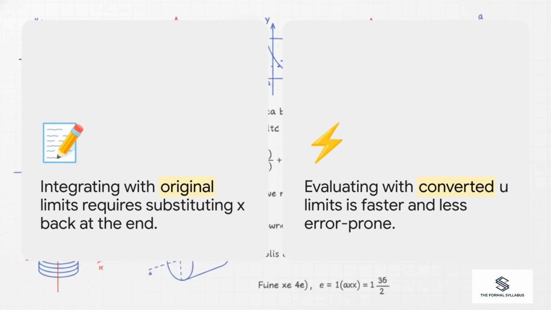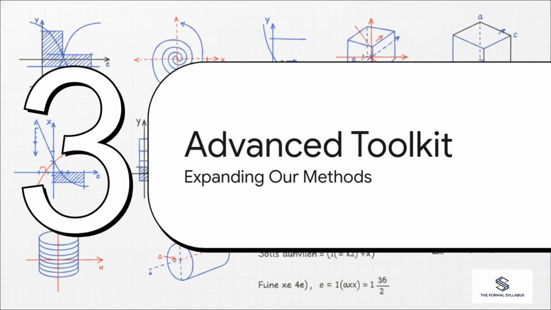You just evaluate the integral right there with your new u limits. It is so much faster and far less error-prone than doing all that back substitution. All right, Section 3, Advanced Integration Toolkit, expanding our methods.